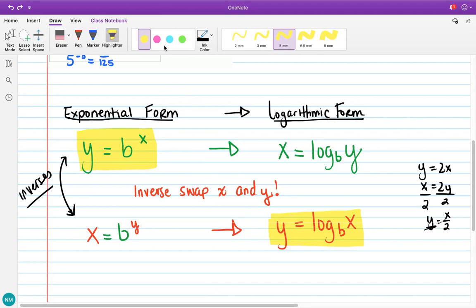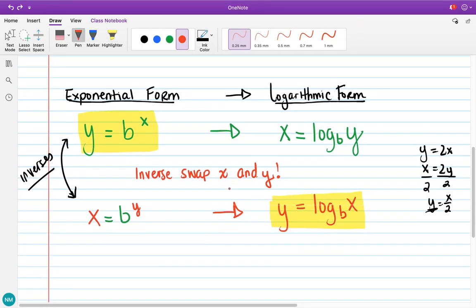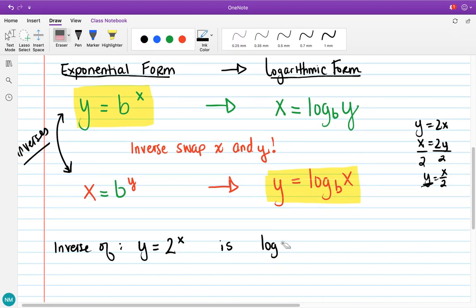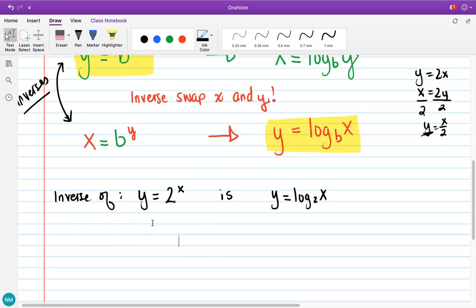That looks terrible. Okay. So that means that the inverse of y equals 2 to the x, for example, is y equals log base 2 of x. These are inverses, right? Because if I rewrote this, it would be x equals log base 2 of y, and then if I swap x and y, I get this. So it's really important that we understand that logarithms and exponential functions are inverses of one another.